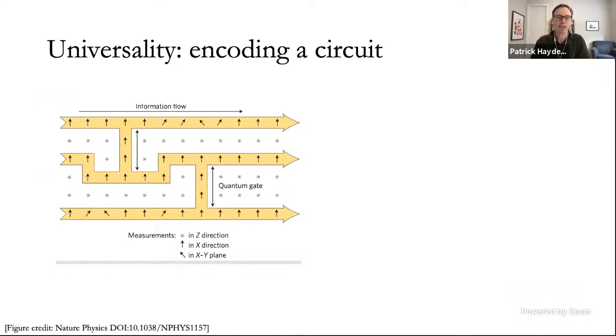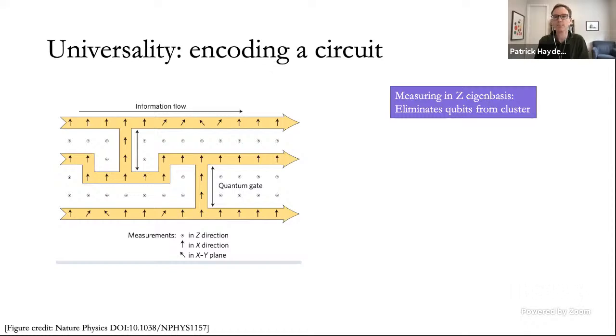The first step is going to be to measure away a number of the qubits in the cluster. In this diagram, every site with an arrow or a circle is a site in the cluster. The first step we're going to do is measure away these circle sites, that's measuring in the sigma z eigenbasis. And the effect of that is to eliminate qubits from the cluster.